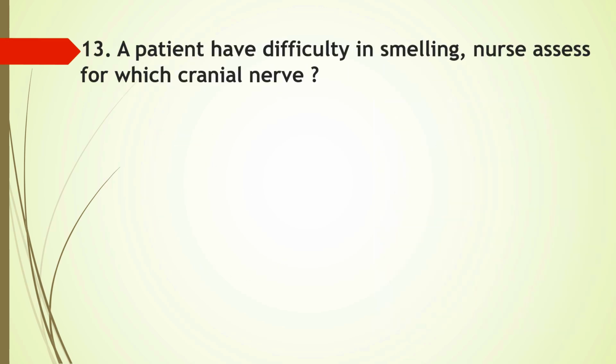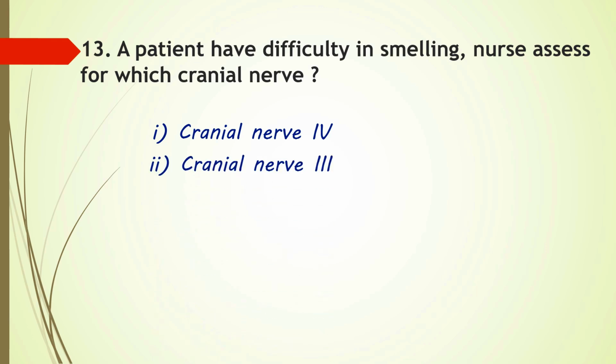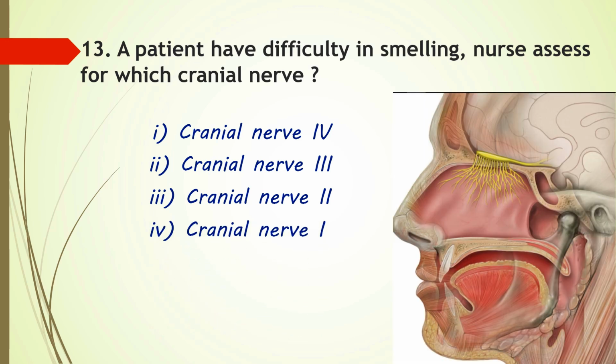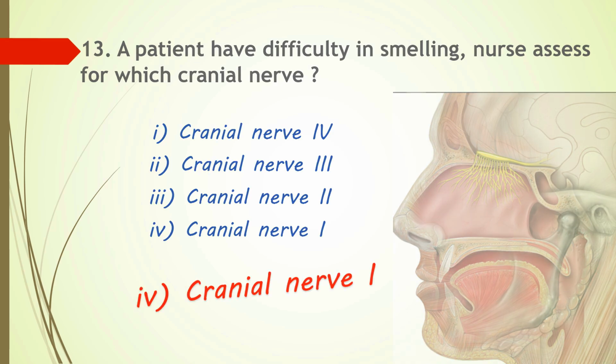Next question. A patient has difficulty in smelling. The nurse assesses which cranial nerve? Options are cranial nerve 4, cranial nerve 3, cranial nerve 2, or option 4 cranial nerve 1. Yes, you are absolutely right. Cranial nerve 1 is the first cranial nerve, which is responsible for the special sensory function of smell. So option 4 is the correct answer.